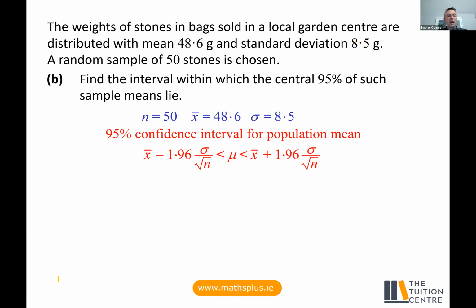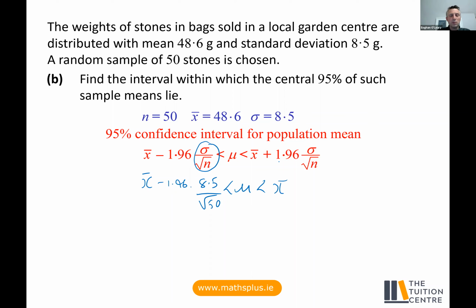Okay. What happens next? Well, I fill in what I know. X bar is what I'm looking for. Minus 1.96 times sigma, which is 8.5 over root 50. So this here is the standard error of the mean. And I'm multiplying it by 1.96 because that corresponds with the 95% confidence interval. Less than mu, less than x bar.